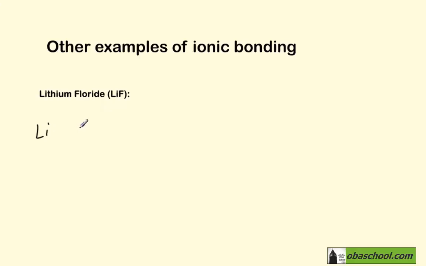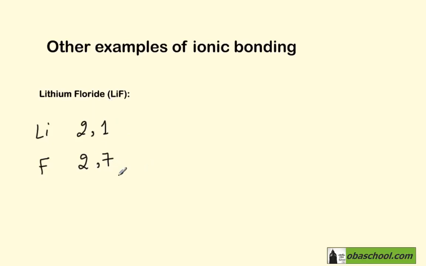Lithium, Li, has 3 electrons, and the electron configuration is 2, 1, so 2 electrons in the first shell and 1 electron in the second shell. Fluorine has 9 electrons and the electron configuration is 2, 7, so 2 in the first shell and 7 in the second shell.